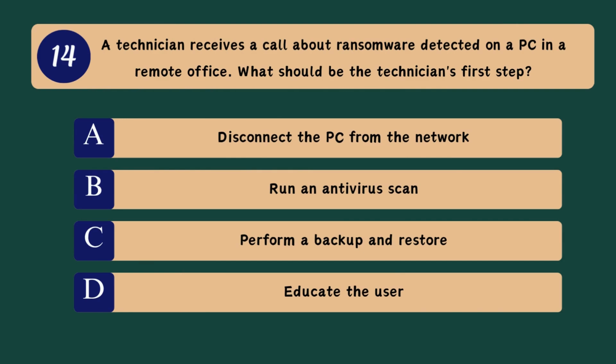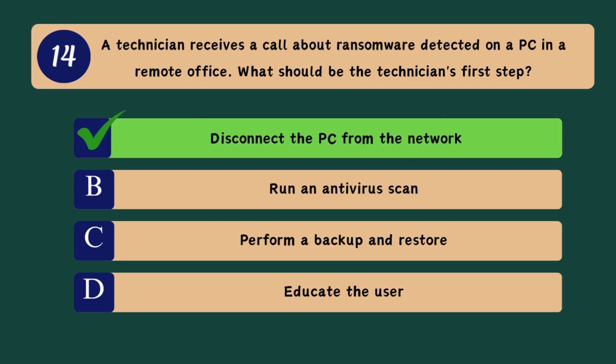Question 14. A technician receives a call about ransomware detected on a PC in a remote office. What should be the technician's first step? A. Disconnect the PC from the network. B. Run an antivirus scan. C. Perform a backup and restore. D. Educate the user.